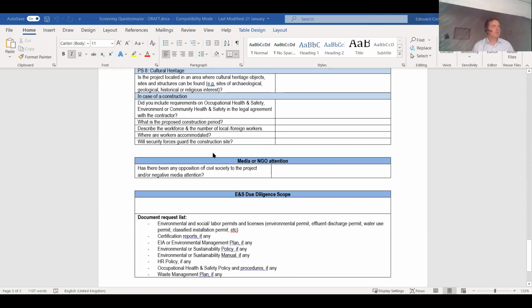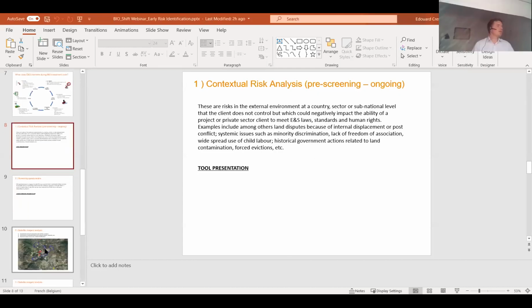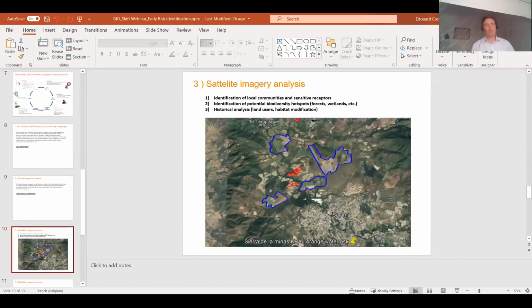We would also as well request whether they have some media or NGO attention, and then we have a very short list of documents we would like to receive ideally before screening, so we can go a bit deeper into our analysis at the screening stage. So this is for the tools, and then I just wanted to quickly present, let's say, a few tips on the next phase, which is, yeah, there was also a suggestion to go into detail, to look into the Google Earth.